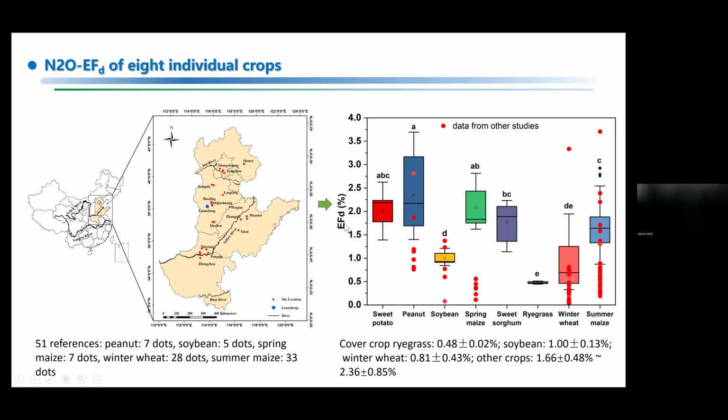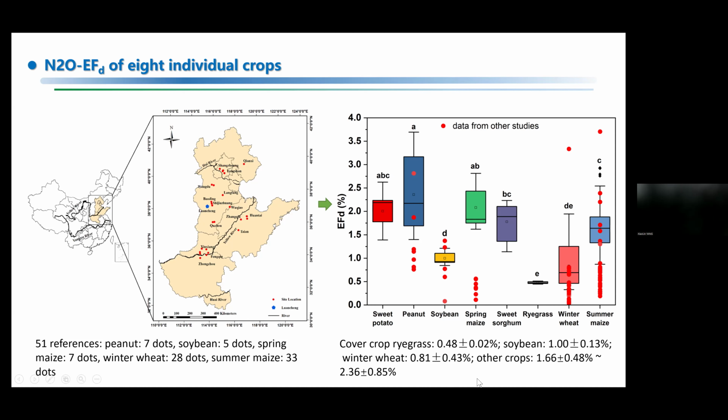We call it EFD, the direct N2O emission factors. It is a very important parameter of the IPCC. I think everyone knows the IPCC. The IPCC uses default EFD parameters for global crop N2O emissions calculation. But now we give very specific field data for the EFD for each crop rotation here.